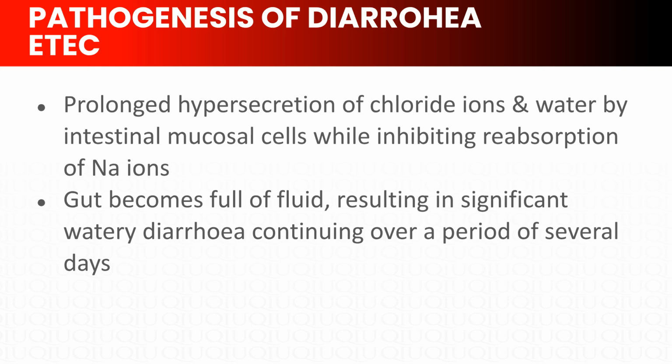No blood, no inflammation, just massive fluid loss. The clinical picture is a traveler who develops sudden onset watery diarrhea, often with vomiting, abdominal cramps, nausea, and maybe low-grade fever. The key is the profuse watery nature. Patients can become dehydrated very quickly. ETEC is also a major cause of infant diarrhea in developing countries where sanitation is poor.